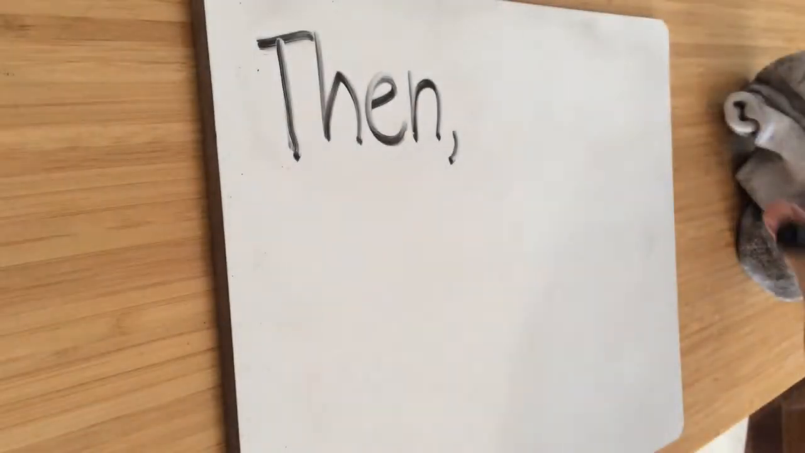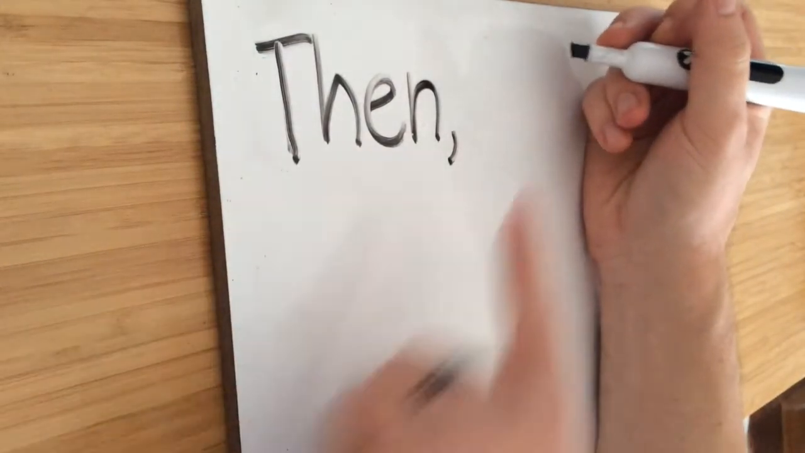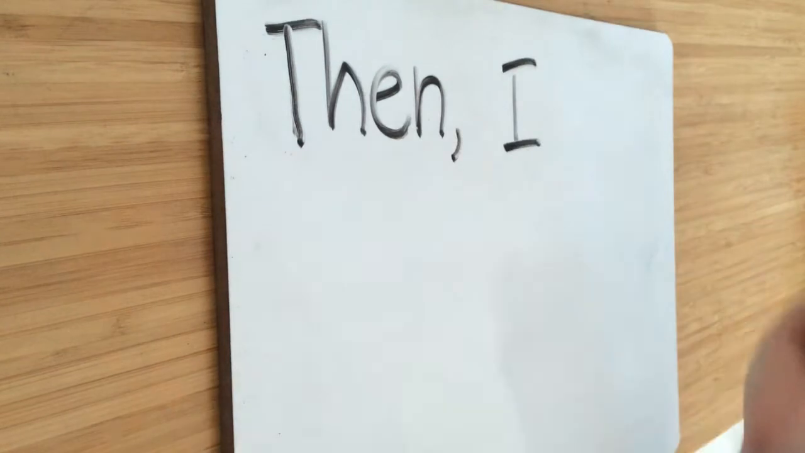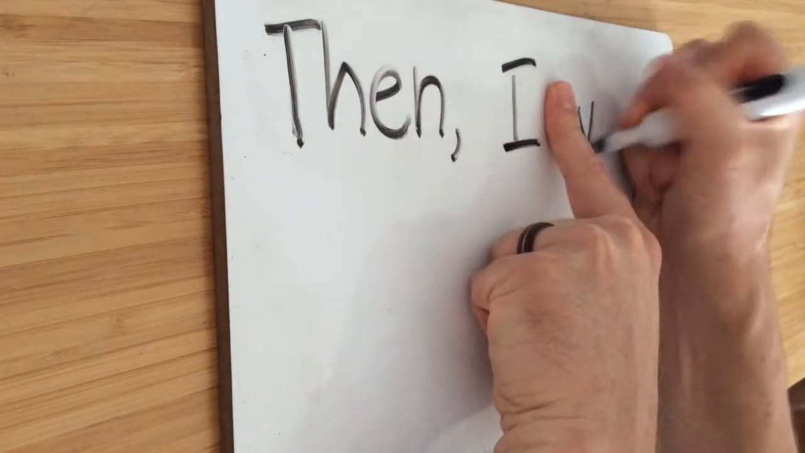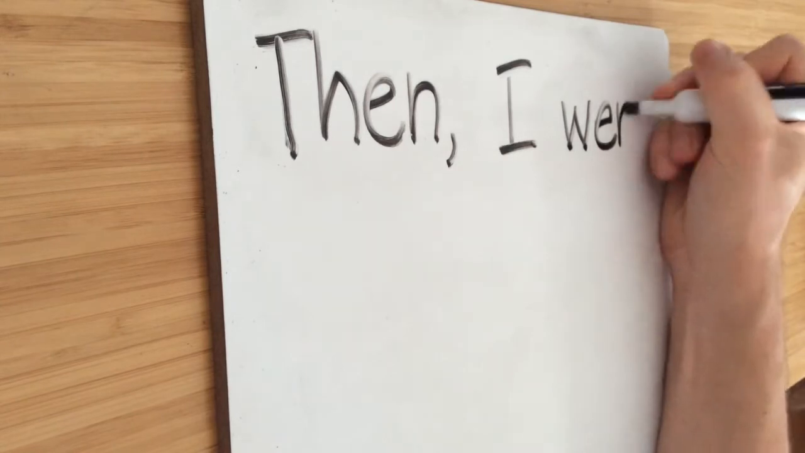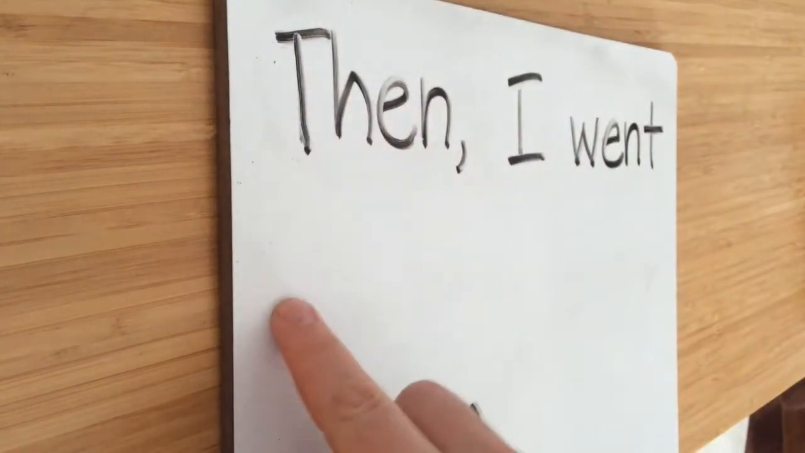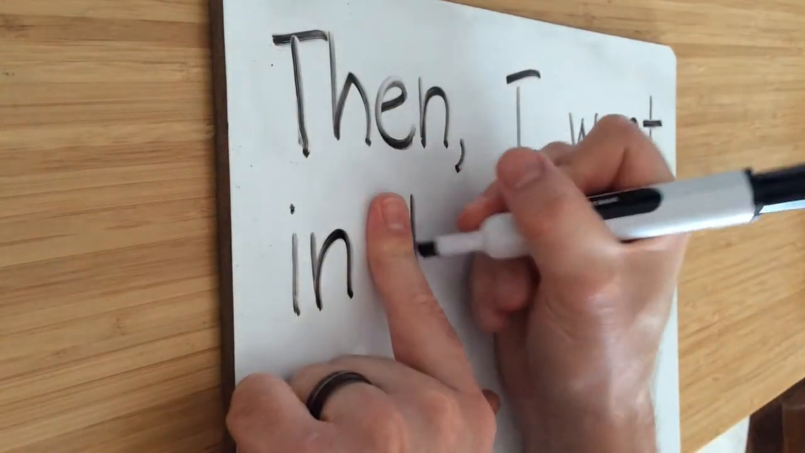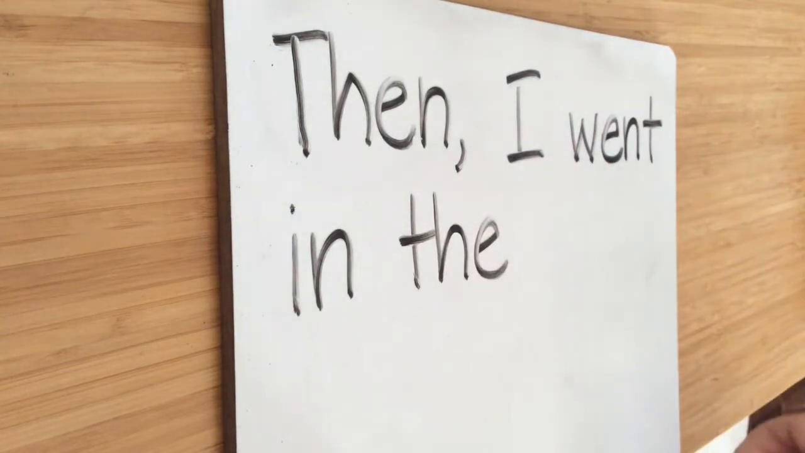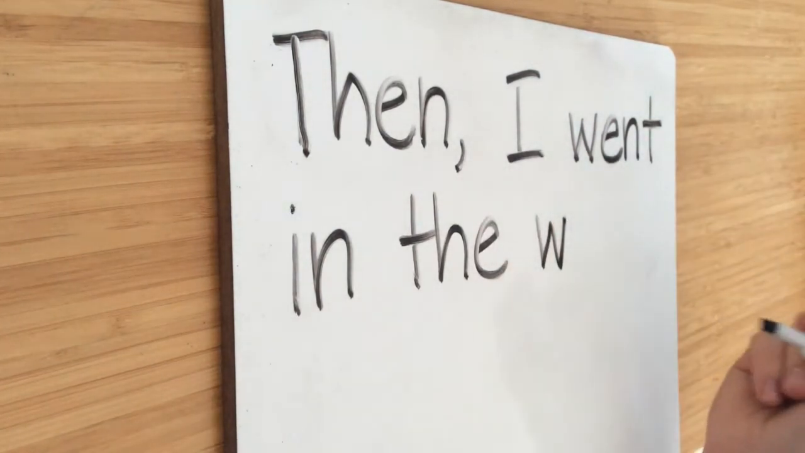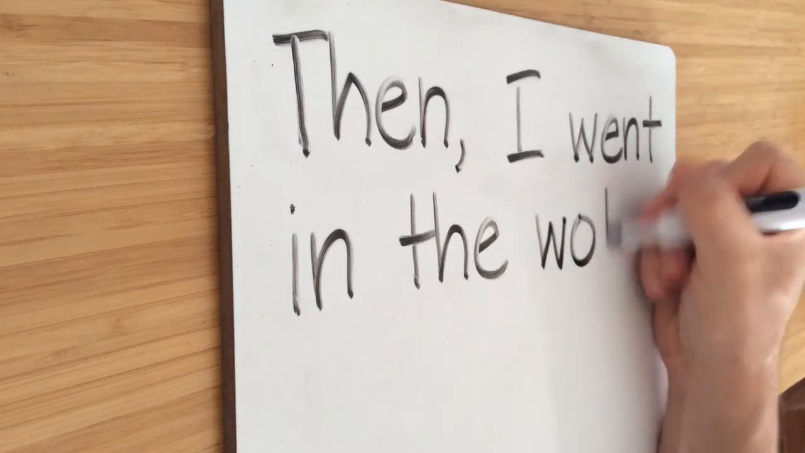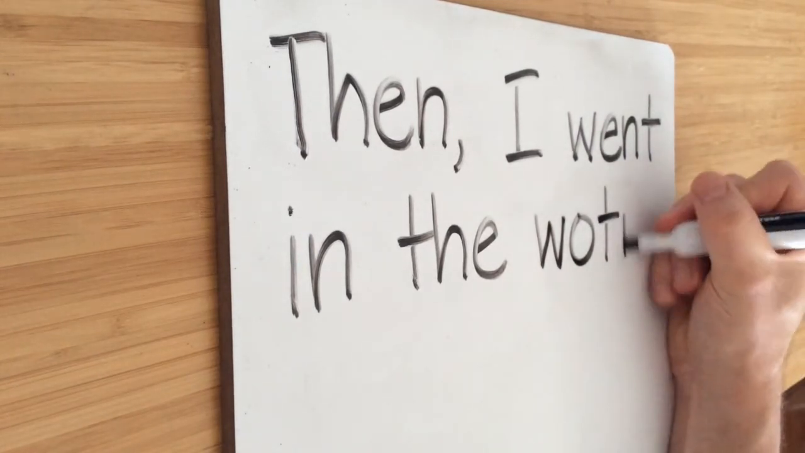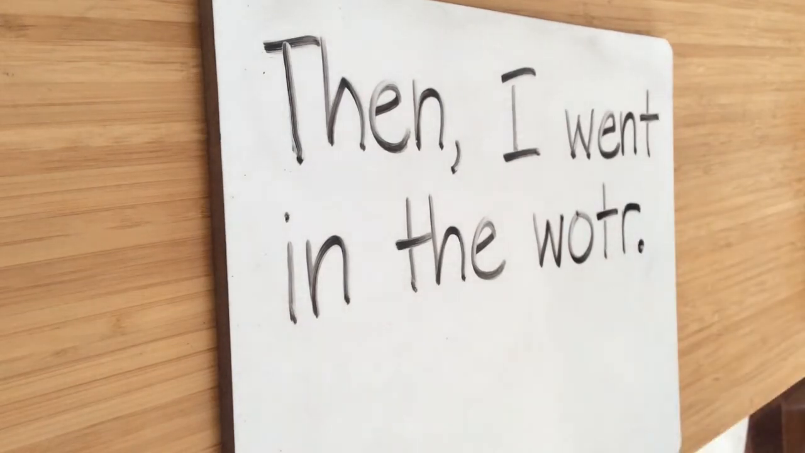Now I'll show you how I wrote it. I start with the word then. Then I, and I use a capital I, went. I don't have any space there, so I'm going to go to the next line. In the, and I know how to spell the because it's a high frequency word. Water. W, a, t, e, r, water. And I have a period because that's the end of my sentence.